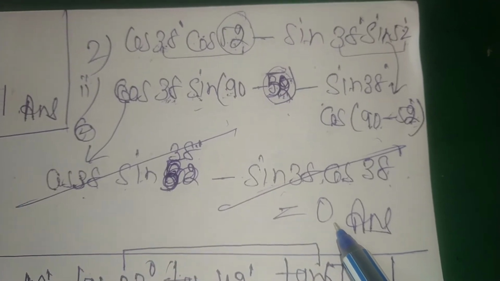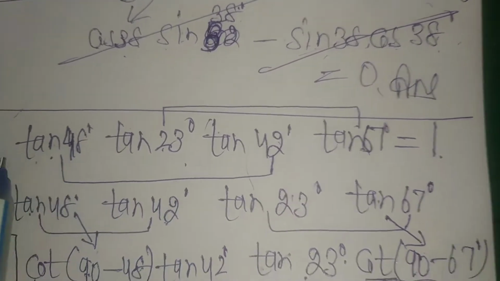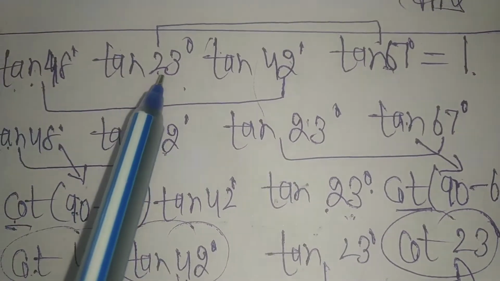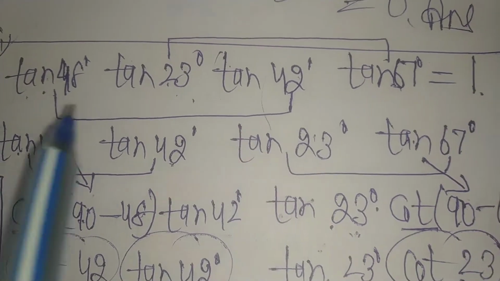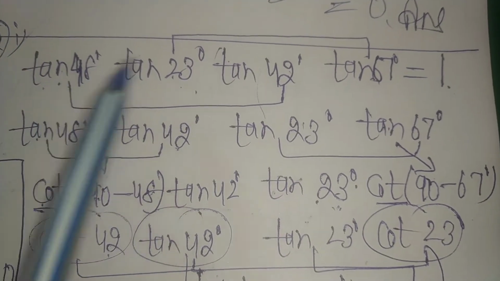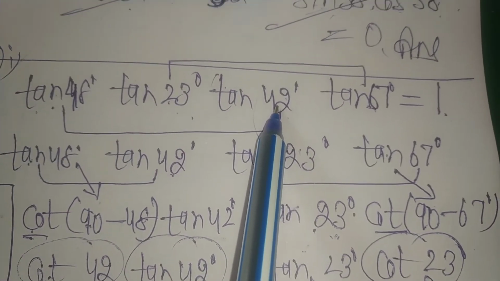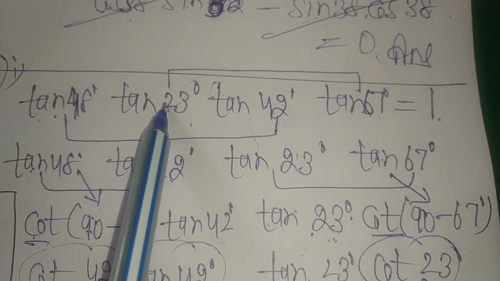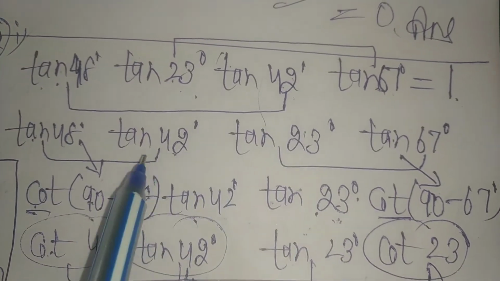So they will cancel and we will again get the answer 0. Now come to the next question, that is the first part. Question number 2, first part. tan 48, tan 23, tan 42, tan 67. First of all, I will bring together 48 and 42 because the sum of these two angles is 90 degrees. Again 23 plus 67, again the sum is 90 degrees. So we will club them together. So this is tan 48 and tan 42.